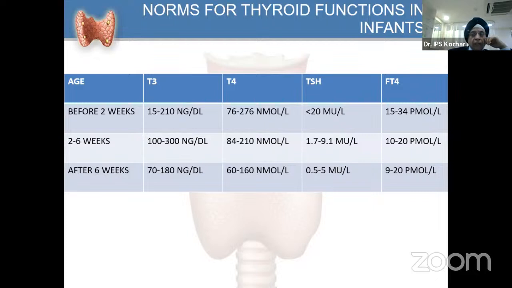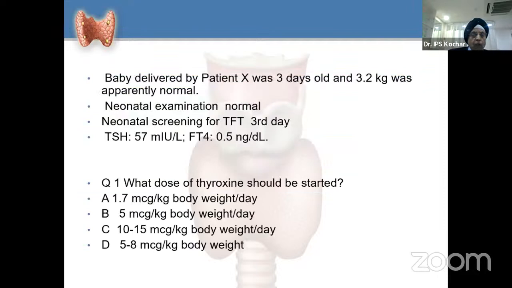So this is what is very important to understand. The FT4 values are given in picomoles, 15 to 34 picomoles, 10 to 20 picomoles, 9 to 20 picomoles. This is something which people should know, and that's very easy. So you should have it in your clinics, and you can just keep it on your table. We'll go through one or two cases before we close the whole session. Then we'll have question and answer after.